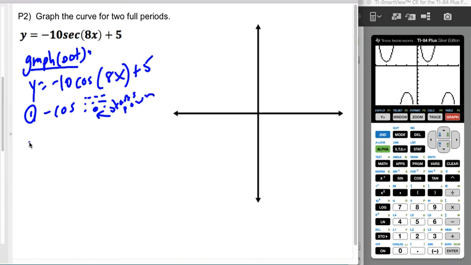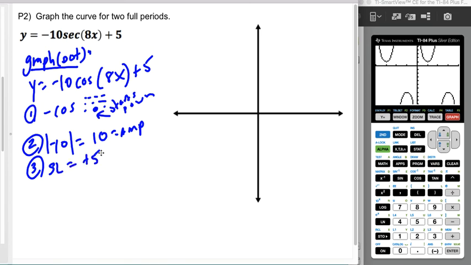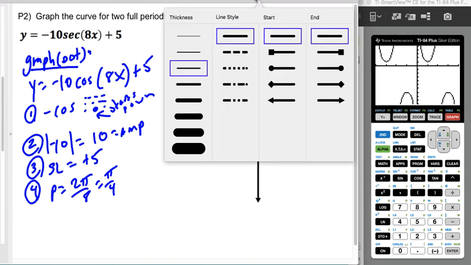Second thing I notice is that the absolute value of negative 10 is 10, and that's the amplitude. So I'm going to need a pretty small scale because that's a big amplitude. Third thing I notice is that my sea level seems to be a plus 5. And the last thing I notice is that the period seems to be 2 pi over 8, which is pi over 4.